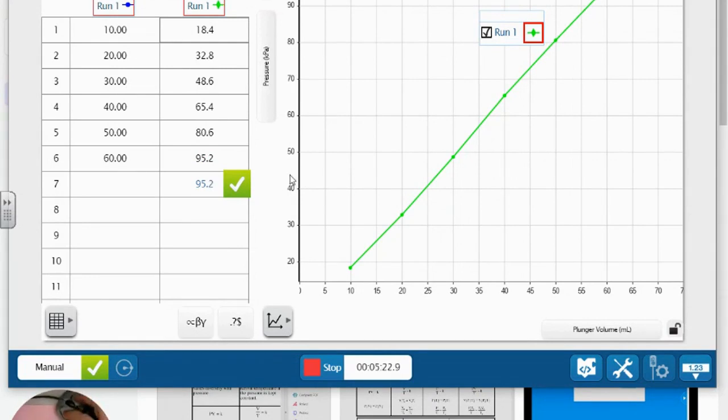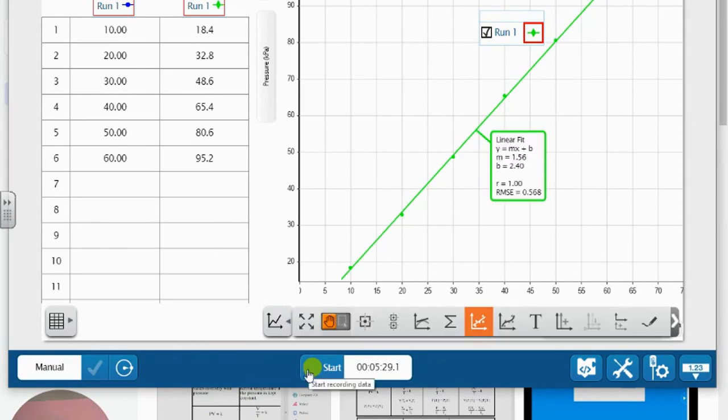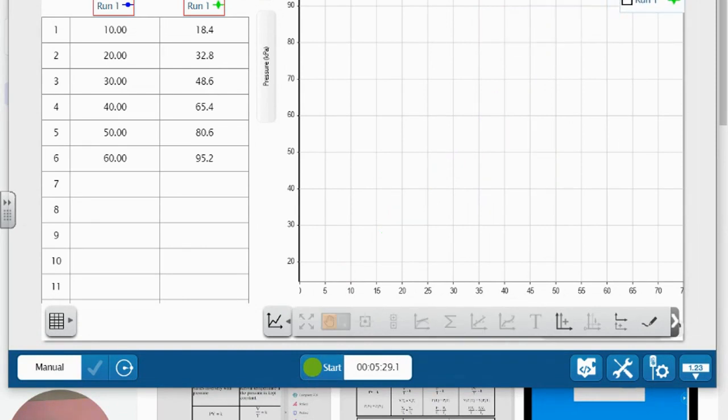All right, so I've got my line, and I'm going to go ahead and stop collecting data. And there's my first run, and it is a pretty darn good linear fit. And this time, I'm just going to close that out of there so it's hidden. I'm going to go ahead and hit start.